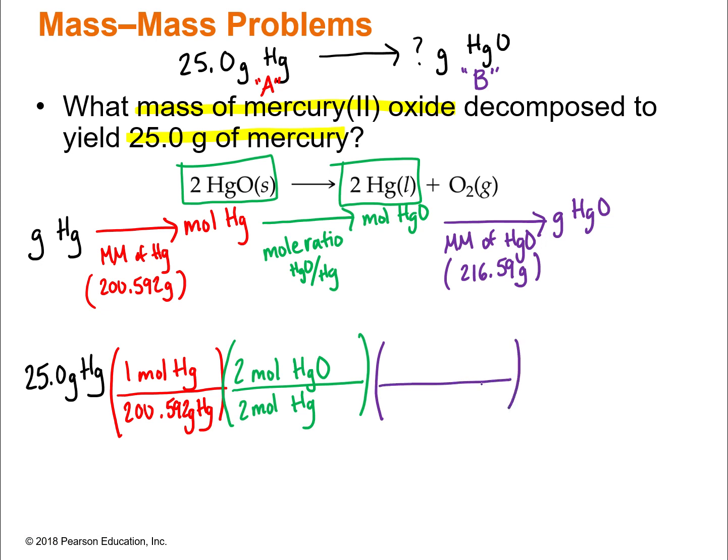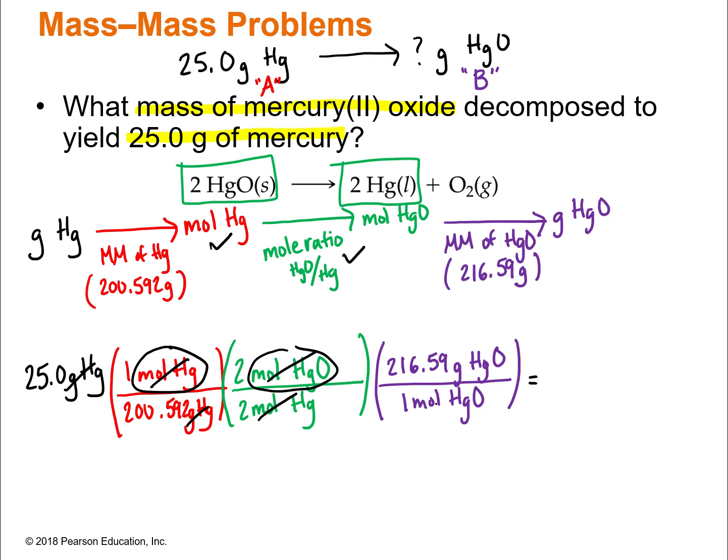Then we put the grams on top because we're trying to convert to grams, and moles on the bottom. Make sure that all of your units cancel and it follows along with your plan. And at the end of the day, you should get 27 grams.